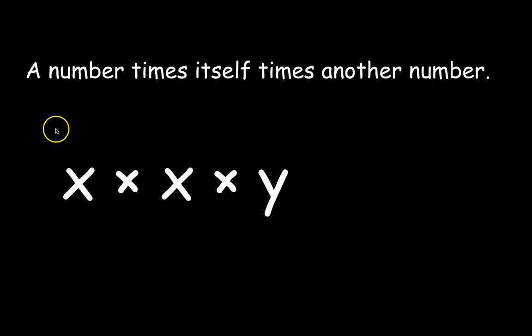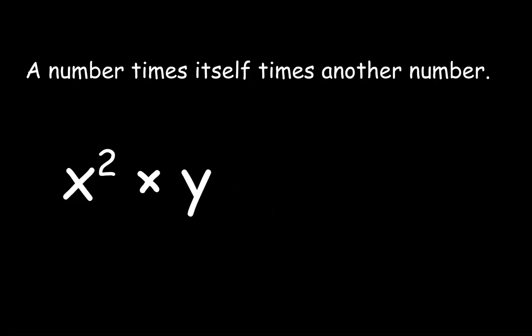A number times itself times another number. A number times itself, x times x, times another number, y. And I'm sure you spotted it already, there are two multiplication signs you want to get rid of. X squared times y. So the x times x becomes x squared. And remember, let's get rid of multiplication signs, x squared y. So that means x multiplied by itself, multiplied by y.